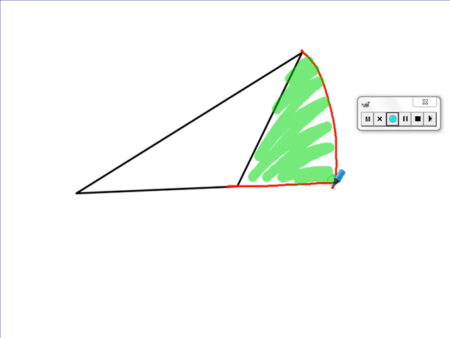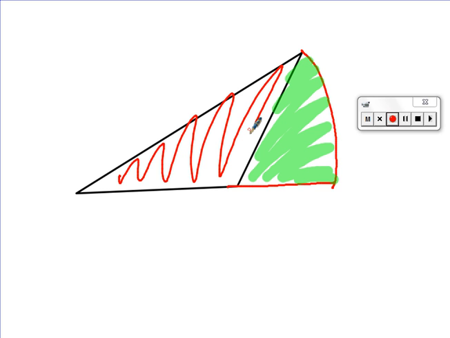The way we do that is use a formula for the circle that we're going to look at in chapter 6, and you would use the sine rule for this bit in red and take away the area of the bit in red from the full segment, and that would tell you the area in green.